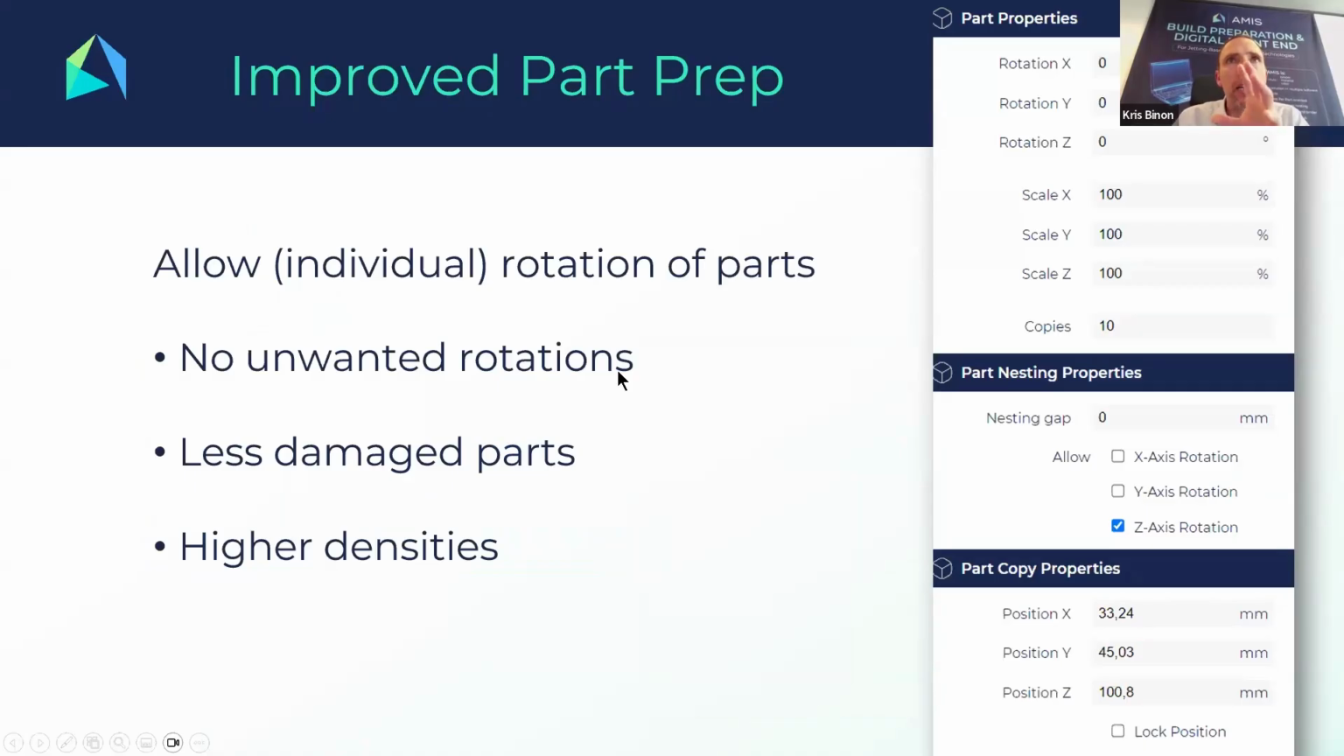This one actually, the rotation of the parts, was already in. You could set the allowed rotations on a part per part basis, meaning for each part you could indicate if that part could be rotated over X, Y, or Z, or all three, or whatever you wanted. Now, however, we made it even easier by integrating that into the nesting section as well, whereby you can allow rotation of certain axes for all parts at the same time. So that's, again, making it faster to have your parts prepared.